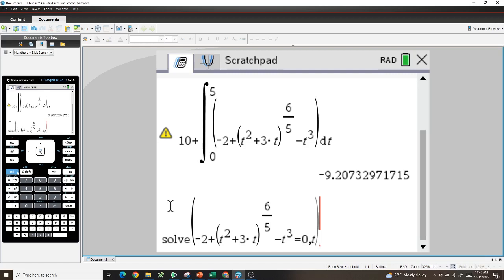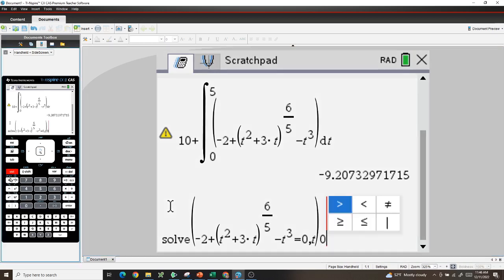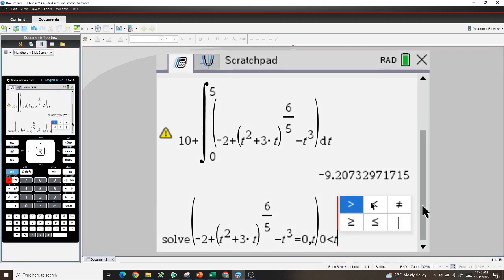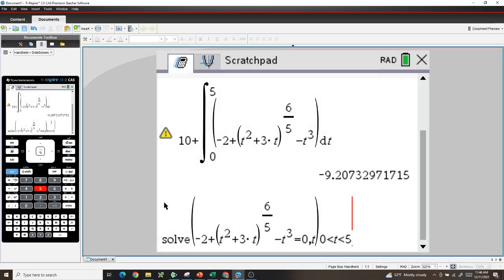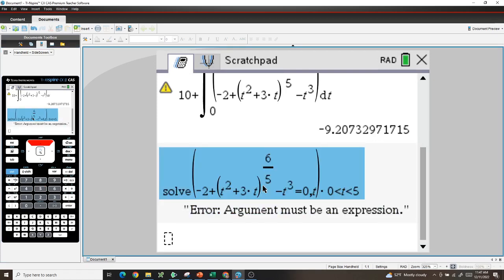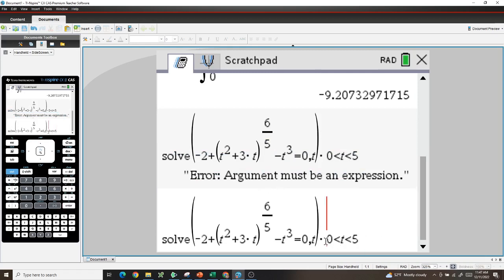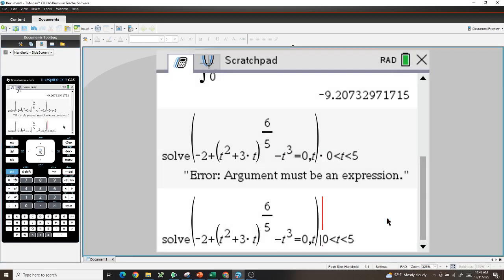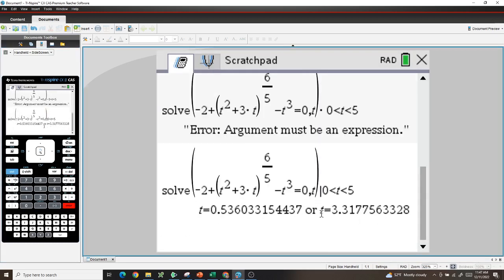Now there's actually an easier way to do this, and I'll show that in a second, but 0 less than t less than 5. And then we'll hit Control Enter. What did I mess up? Solve. Oh, I didn't put the at correctly. All right, that needs to be Control at 0 less than t less than 5. There we go. So I get 0.536 and 3.3177.